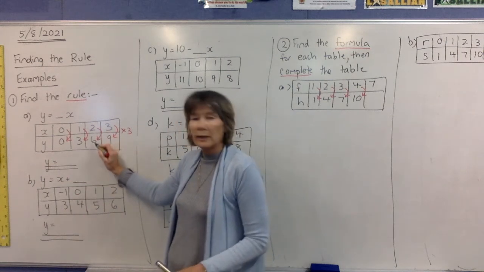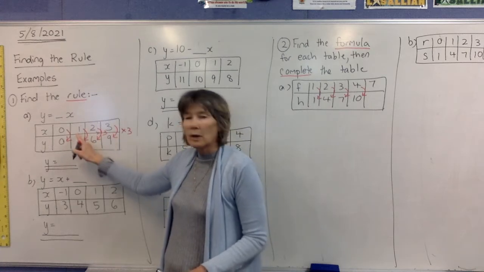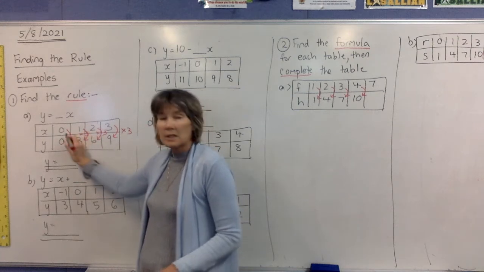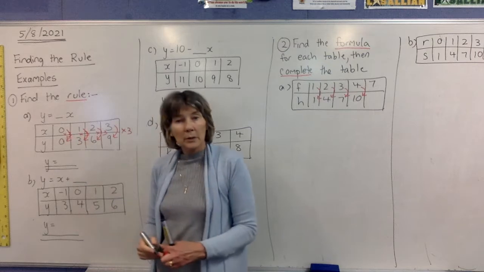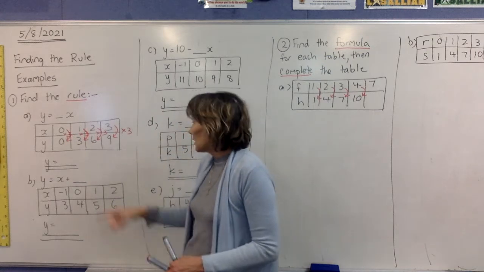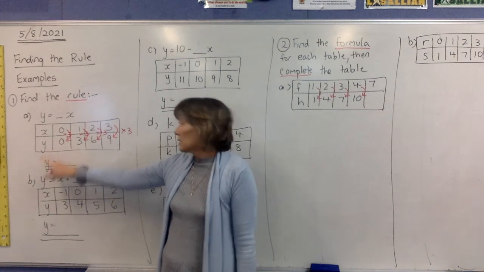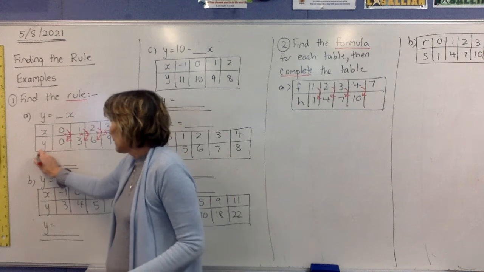Does 2 times 3 give me 6? Yes, it does. Does 1 times 3 give me 3? Yes, it does. Does 0 times 3 give me 0? Yes, it does. So in other words, what we're doing to get our number on the bottom, which is our y, so we always start with our bottom letter, which is y in this case.